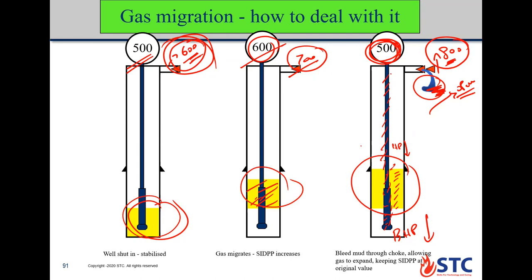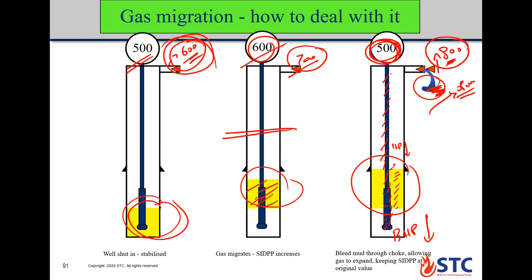Okay, guys. Sorry, in this case, we'll get another influx. When we bleed off the pressure, keeping what? Keeping drill pipe or keeping casing? Keeping drill pipe constant. Okay, let's go back to the second stage.